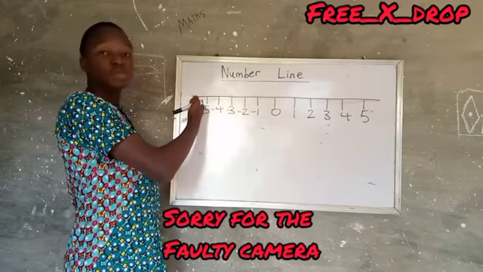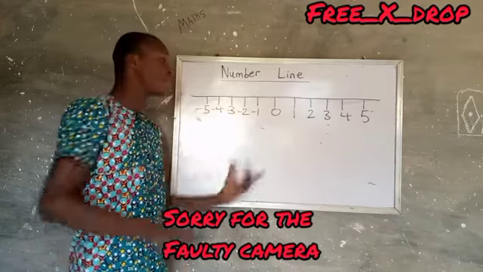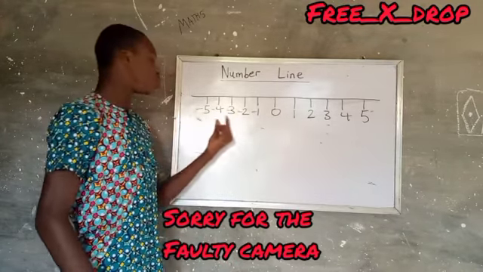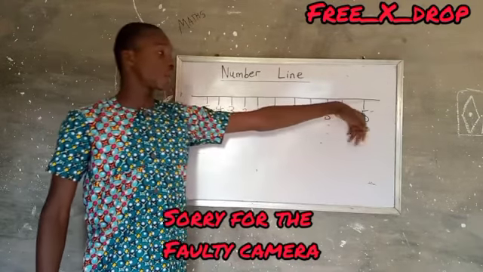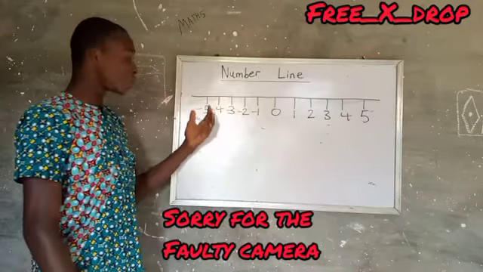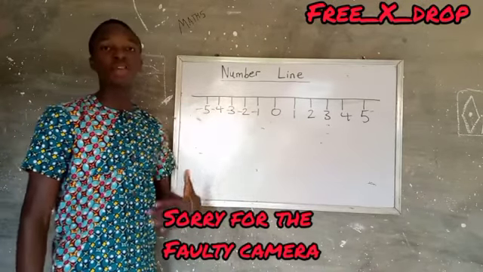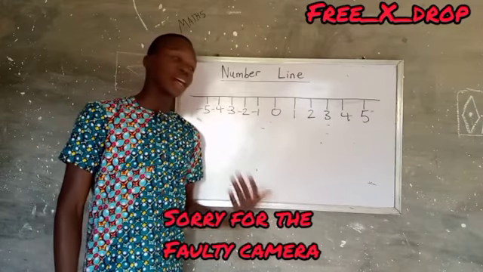It could be moved into infinity, -6, -7, -8, but because of the length of the board, I made it to -5 and to +5. You can continue with other positive numbers, 6, 7, 8, 9, 10. You can continue with other negative numbers, -6, depending on the question you are given.